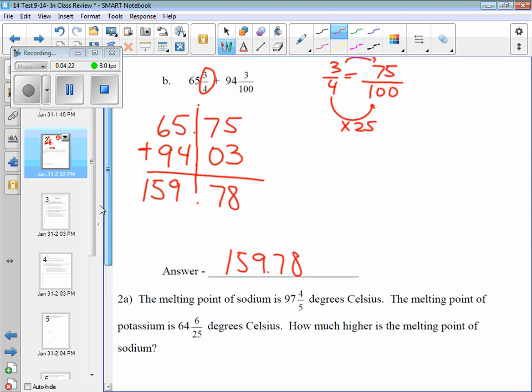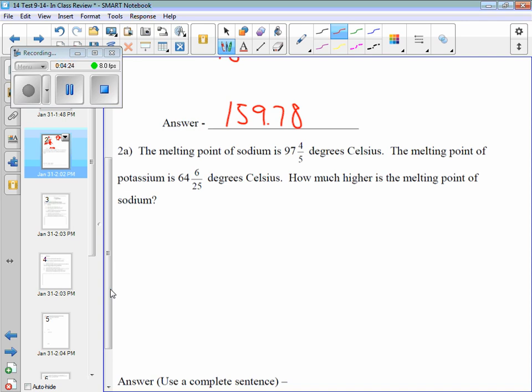That takes us to 2A, which is our first word problem. The first thing that you have to realize is when you see these words how much higher, we're going to have to subtract these two numbers. I'm going to put the subtraction in there right now. But once again, we have to convert 4/5 to a decimal, and the same thing with 6/25. So when we do that, I'll do that off to the side.